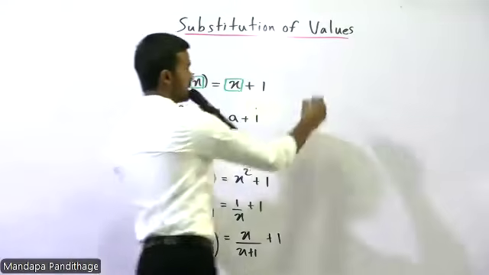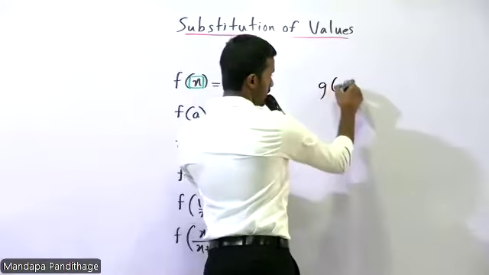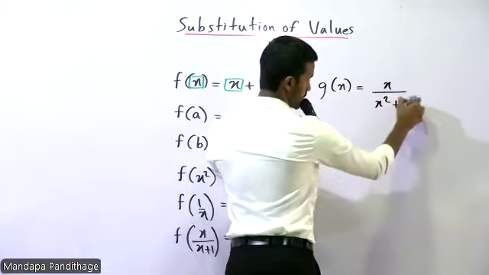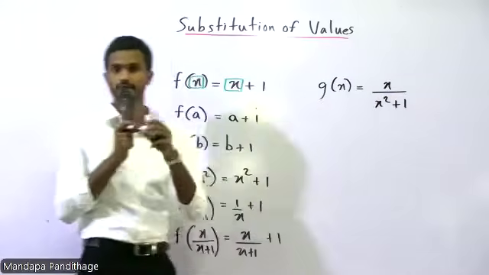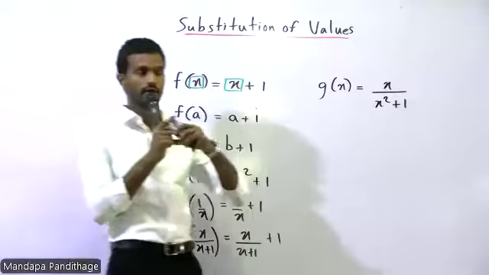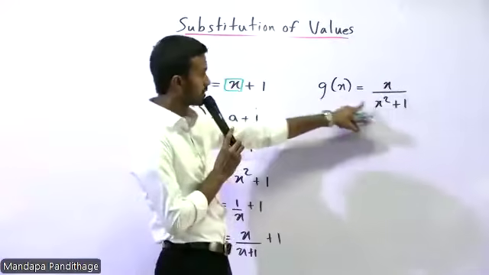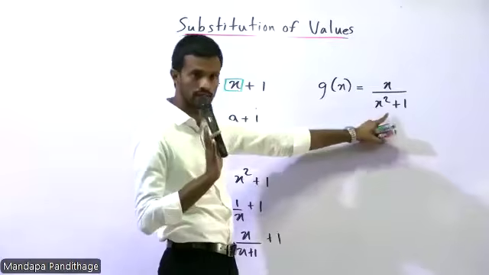Okay, now let's say g(x) is equal to x over x squared plus 1. So here it's the function. g(x) is equal to x over x squared plus 1. Here we got x and here we got x squared plus 1. Is it clear?